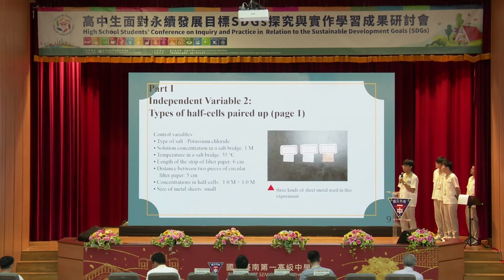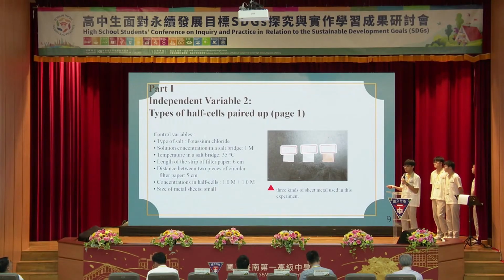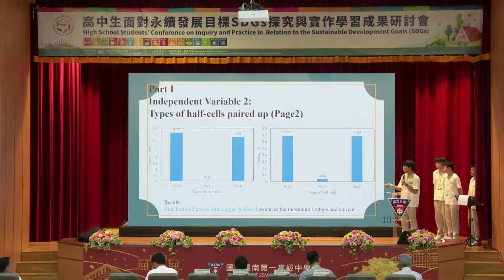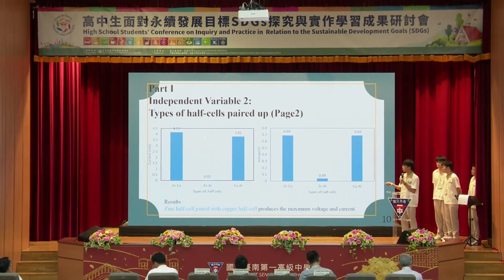Independent variable 2, types of half cells paired up. We use 3 kinds of metal sheet in these experiments. They are copper, zinc, and aluminum. Through the results, we can know the zinc half cell paired up with the copper half cell produces the maximum current and voltage. Furthermore, we also find the zinc half cell paired up with the aluminum half cell produces extremely low current and voltage. We assume that it is because their activeness is too close.